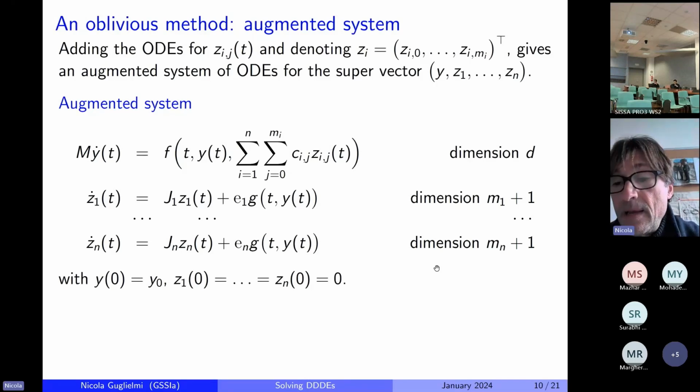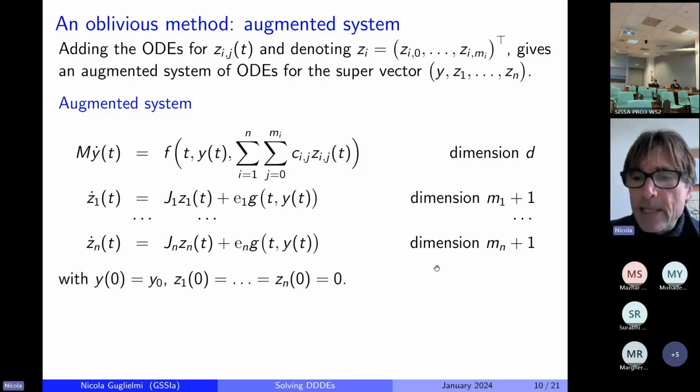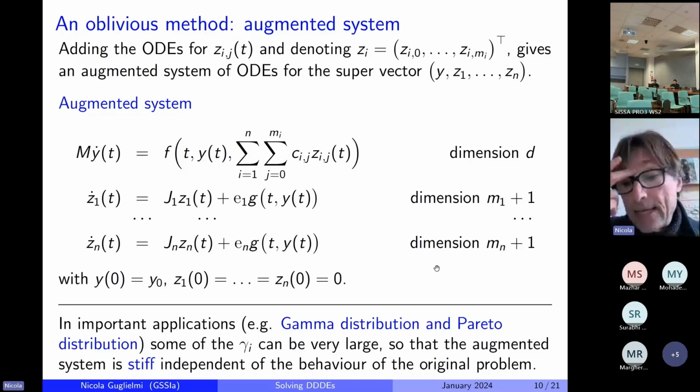So what's the main problem? Sometimes the dimension d is small, but the sum of the dimensions m1 plus ... plus mn is large. So you pass from a small dimensional problem to a large dimensional problem. Is this convenient? Is what we are proposing meaningful? Well, it is meaningful if we are able to efficiently solve the linear equations, the linear algebra, which is the real bottleneck in the Newton iteration applied to this kind of problem.